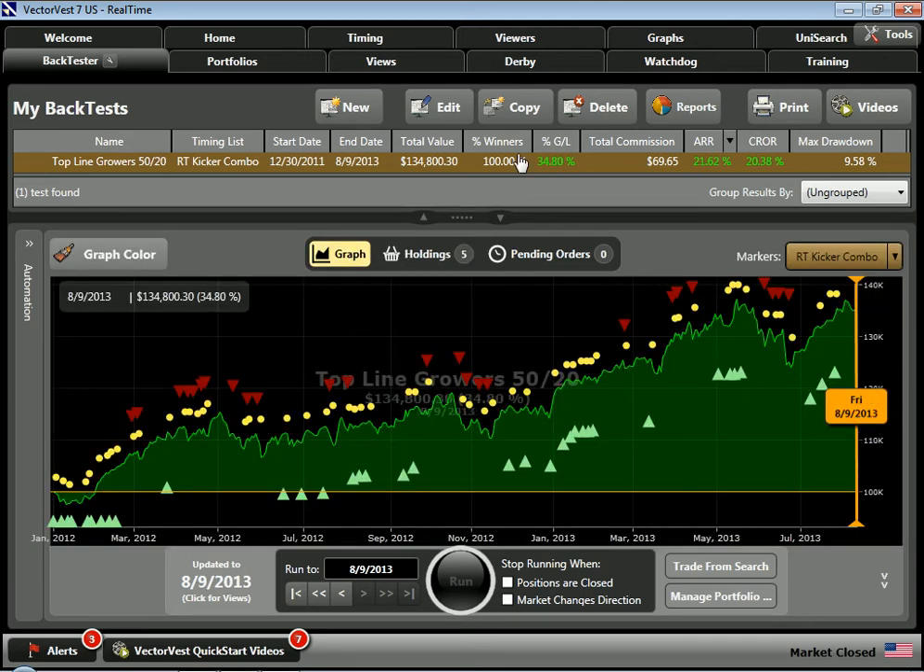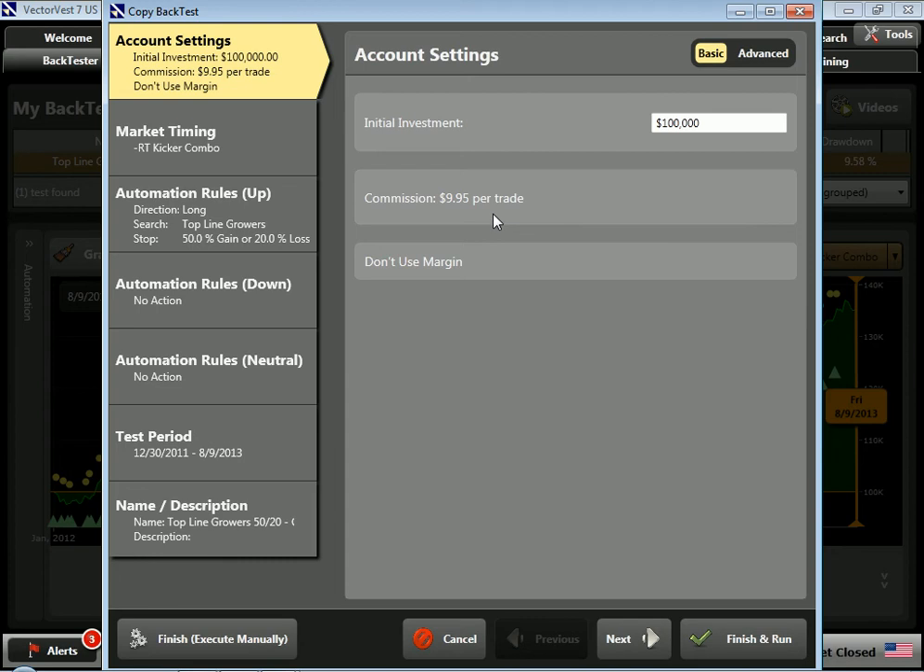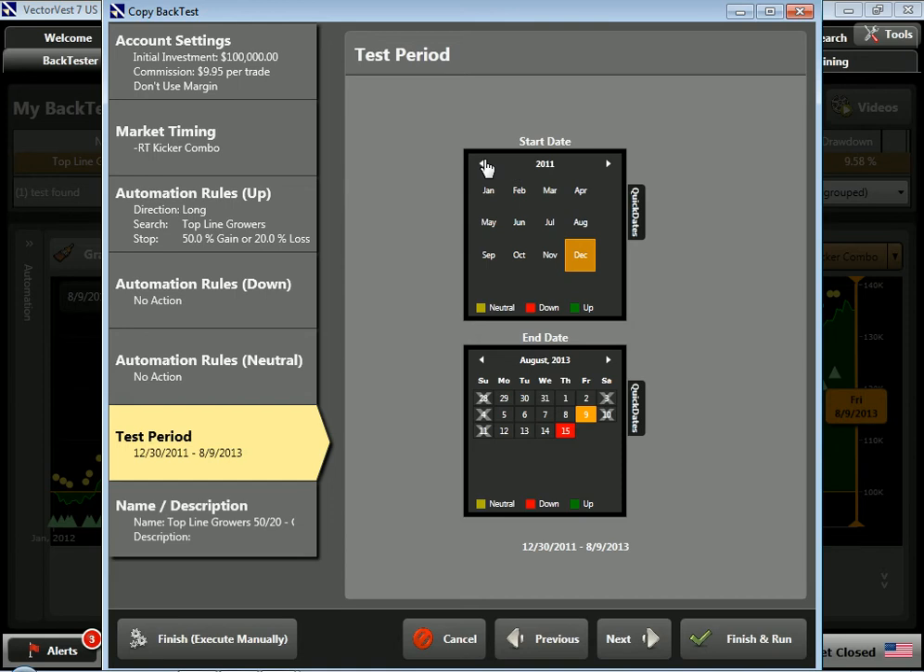Next, I want to ramp it up, and we're going to strike a copy of this back test. And we're going to leave all the settings the same, except we're going to change our test period. And this time we're going to go all the way back to the beginning of 2010. So if I click on January, I'll again start on the 31st of December. And we'll bring it through last Friday.